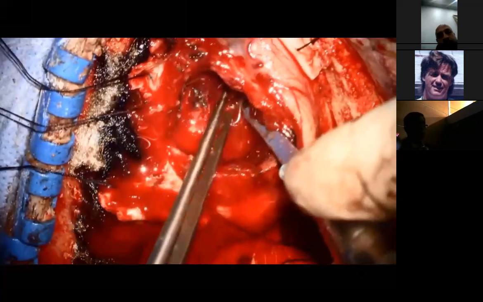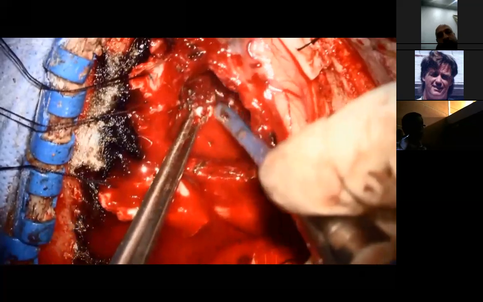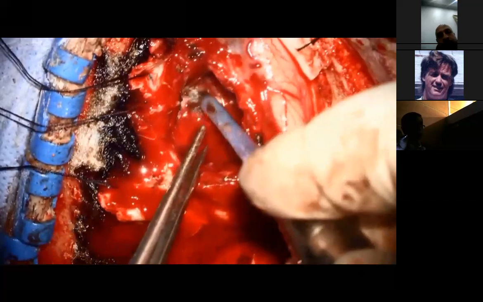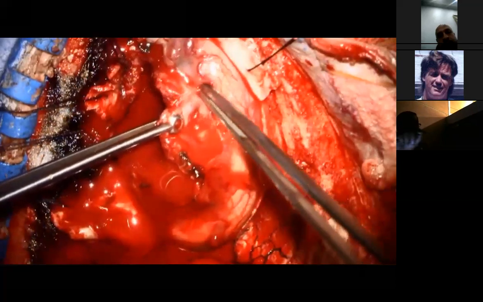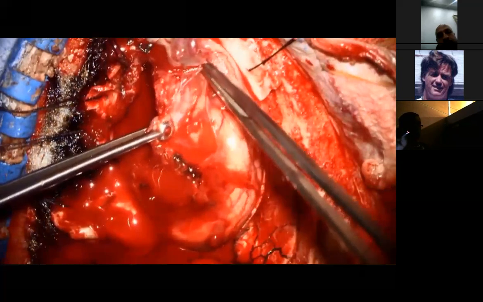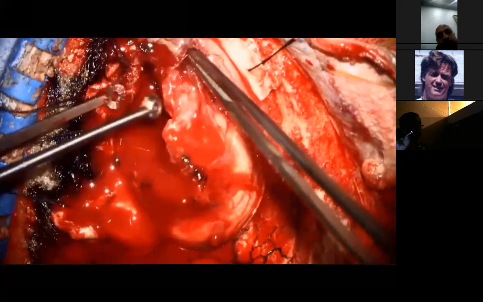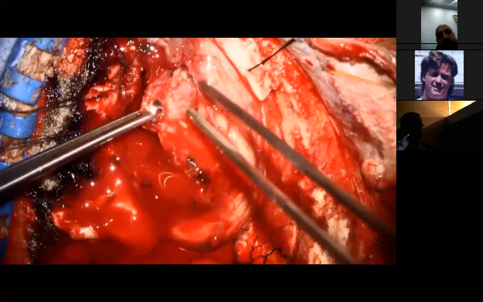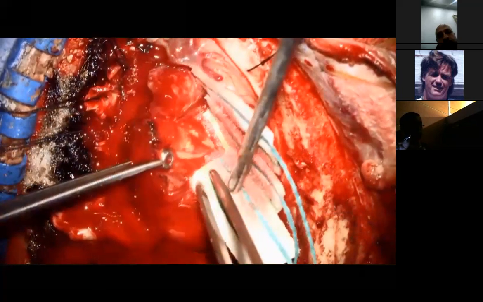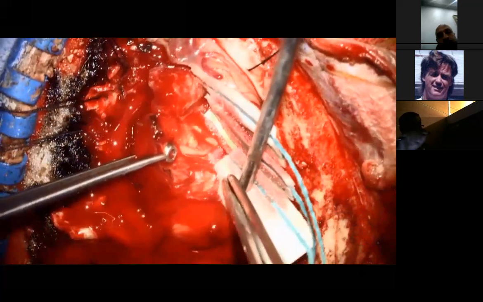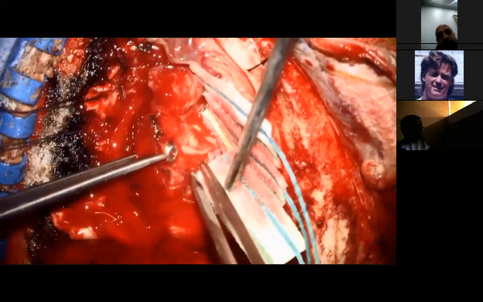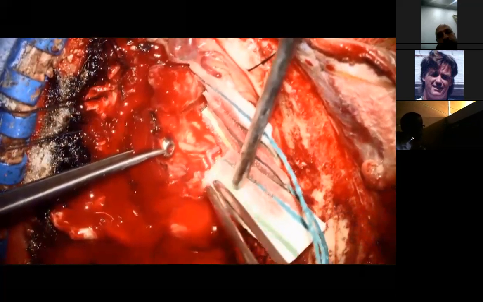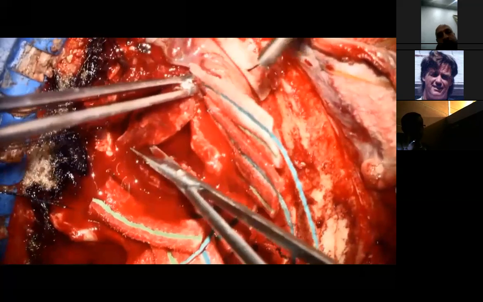Because this is the brain, this is the edge of the tumor. So we debulk it from within, so we can go around it. Now I'm going around it. I'm taking the arachnoid towards the brain to protect the vascularity. So you just take the arachnoid to the brain. And you can see now the anterior cerebral here.